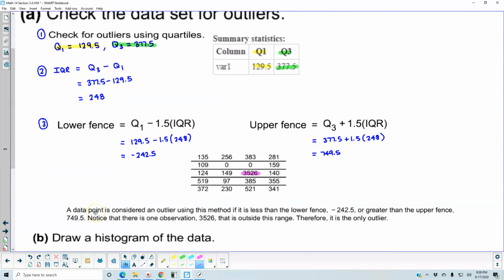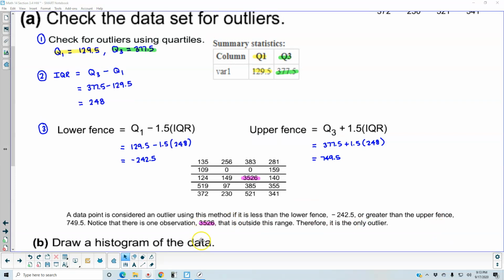So we can notice that a data point is considered an outlier using this method if it is less than the lower fence or greater than the upper fence. And we can notice here that the one observation, 3,526, is outside this range. So therefore, there's only one outlier.